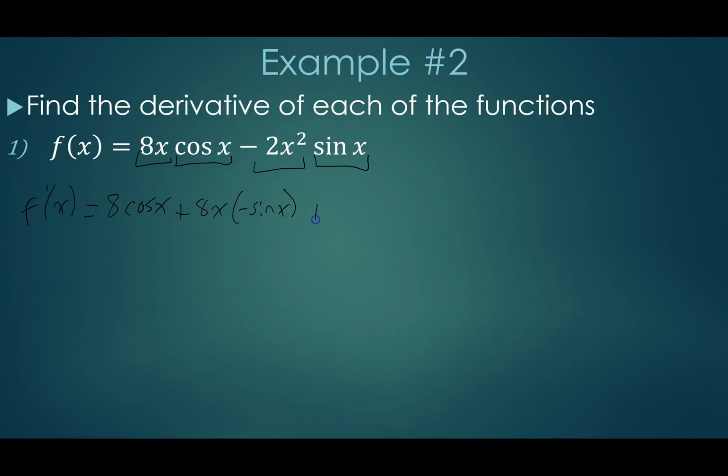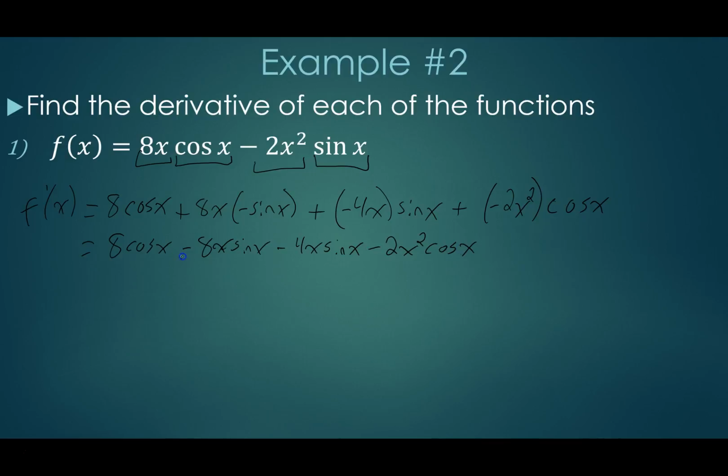So then we have plus the derivative of our first function. The first function is negative 2x squared. It becomes negative 4x sine of x. Plus, again, our first function, negative 2x squared, times the derivative of the second function, which is cosine of x. So we should distribute our negatives and make this into one neater looking problem. So we have 8 cosine of x minus 8x sine x minus 4x sine of x minus 2x squared cosine of x.